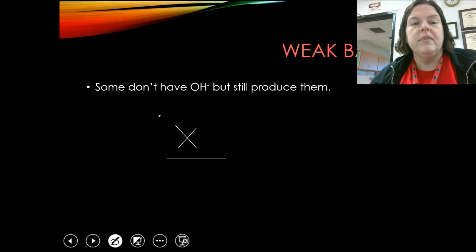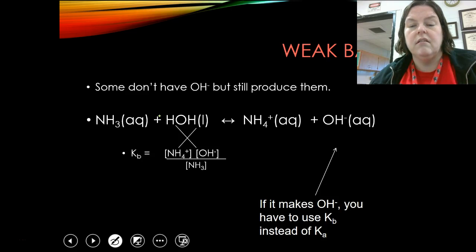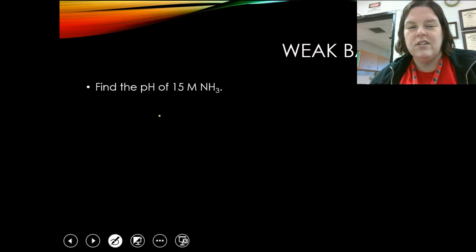Some don't have OH but still produce them. This is one that doesn't have OH but still produces them, NH3. So we know that the Kb is equal to this. That's the equilibrium constant. If it makes OH, you have to use Kb instead of Ka because it made OH.